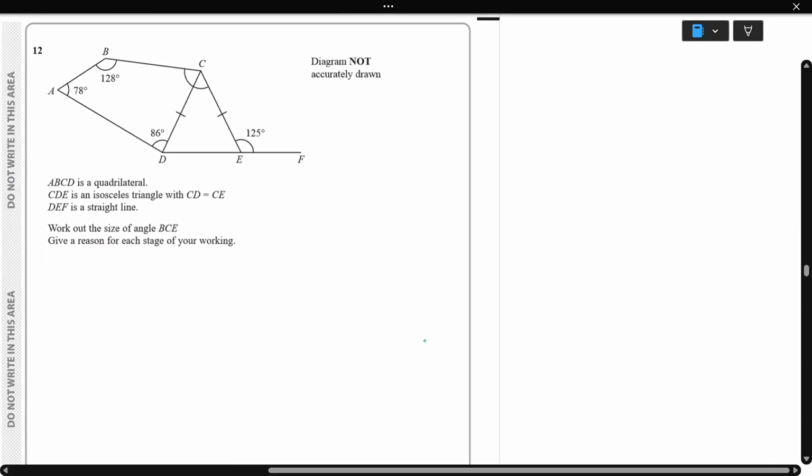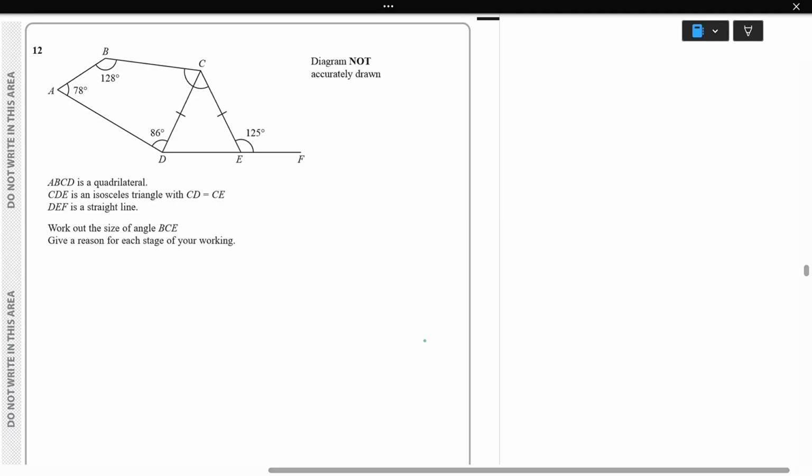Next question 12. ABCD is a quadrilateral and CDE is an isosceles triangle with CD equal to CE. DEF is a straight line. Work out the size of the angle BCE. So we need to find the entire angle. Give a reason for each stage of the working. So first I'll find out this angle. So DEF is a straight line.